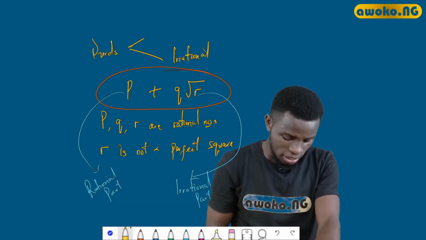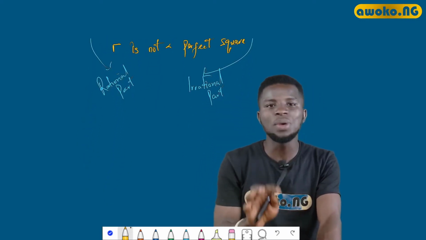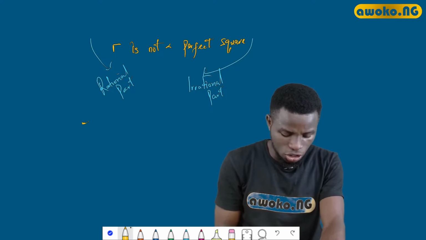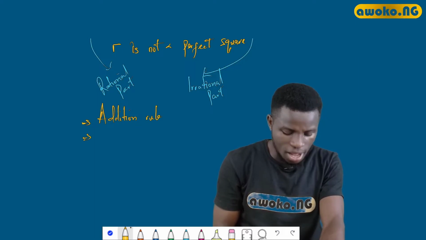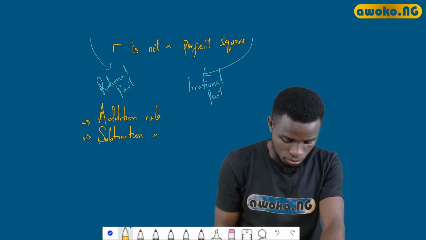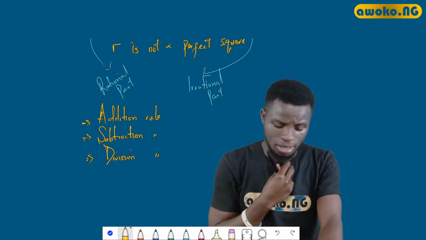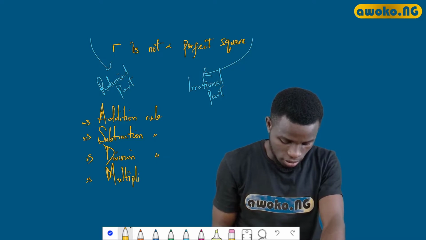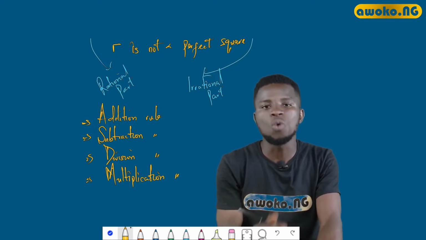Now since we have these, let us consider some rules governing surds. You know, this whole topic is governed by rules. So in surds also we have some basic rules that govern them. The first rule is the addition rule. We have another rule like the subtraction rule. We have the division, as well as the multiplication rule.